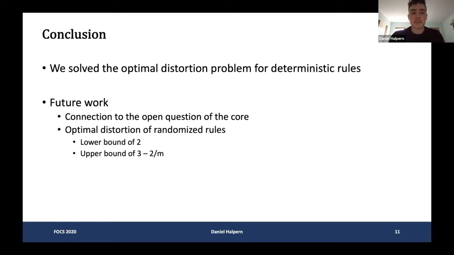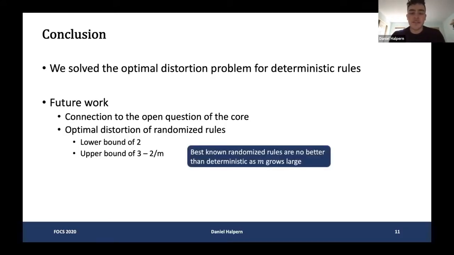Next is randomized rules. It's known that for all randomized rules, there's a lower bound of 2. It's a very simple modification of that deterministic lower bound. But the best known upper bounds that we have are just 3 minus 2/m, where m is the number of candidates. And interestingly, the best known randomized rules are no better than deterministic as m grows large. So a really interesting question here is, is there even a gap? Can randomized rules do strictly better than deterministic rules as the number of candidates grows large?